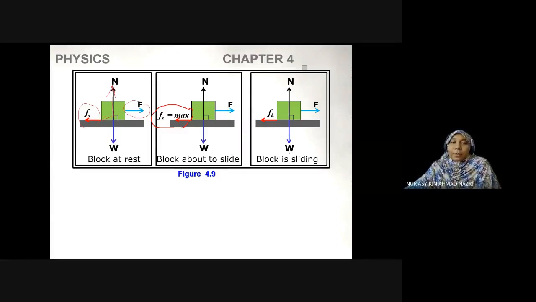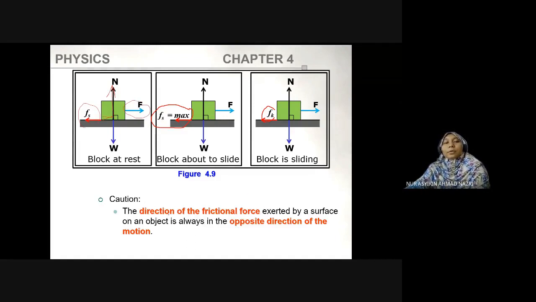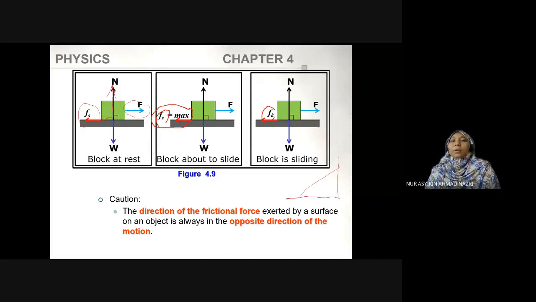And then block is sliding. So bila sliding, then dia akan ada kinetic friction. So inilah you need to be careful. This is how we draw. Okay, for case yang macam ni tak ada masalah. Cuma biasa for case yang tangga, kita letak kat dinding. So macam mana ni?